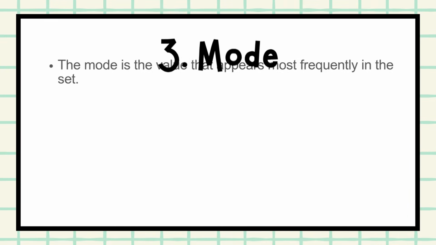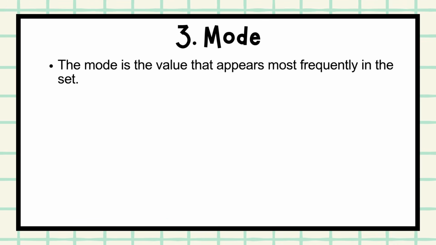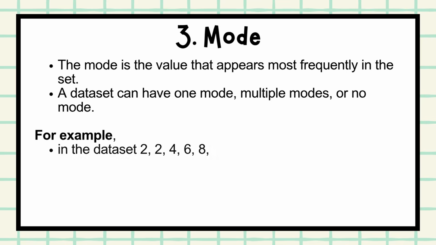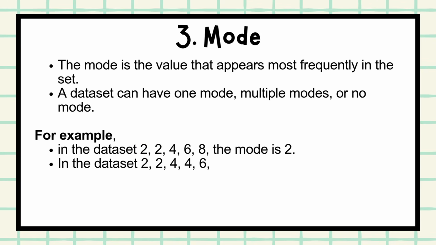Number 3. Mode. The mode is the value that appears most frequently in the set. A dataset can have one mode, multiple modes, or no mode. For example, in the dataset 2, 2, 4, 6, 8, the mode is 2. In the dataset 2, 2, 4, 4, 6, the modes are 2 and 4.